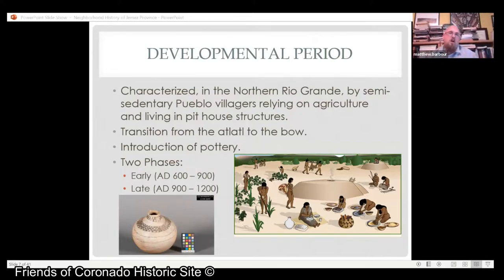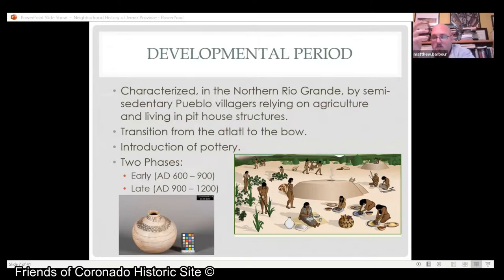Developmental period. Now, this is where we're going to get into the Jemez people in Jemez province, per se. In the northern Rio Grande, it's actually broken up into two phases. During this time period, we see the transition from the atlatl to the bow. So they go from a spear thrower or javelin, dart chucker, to a stringed weapon that shoots an arrow. They also develop pottery, and it's broken into two phases, early and late.